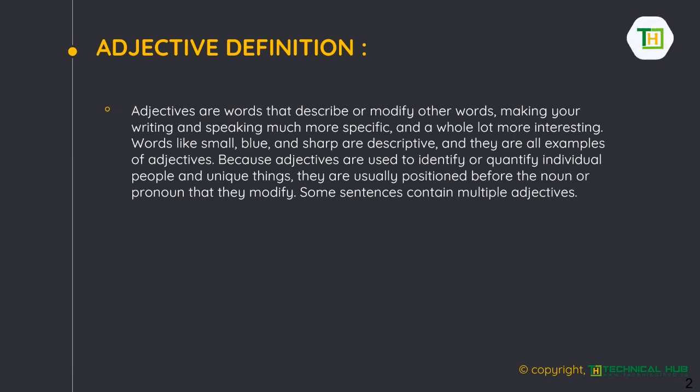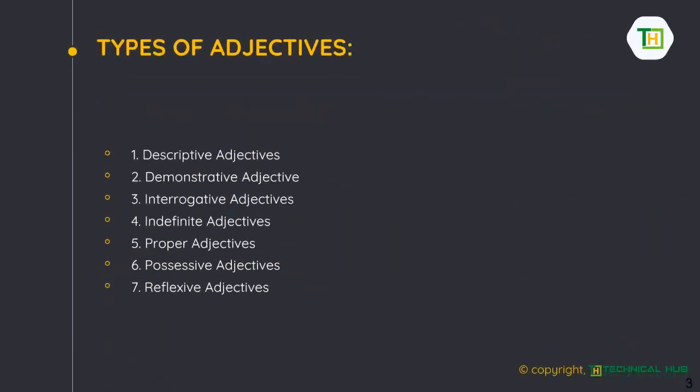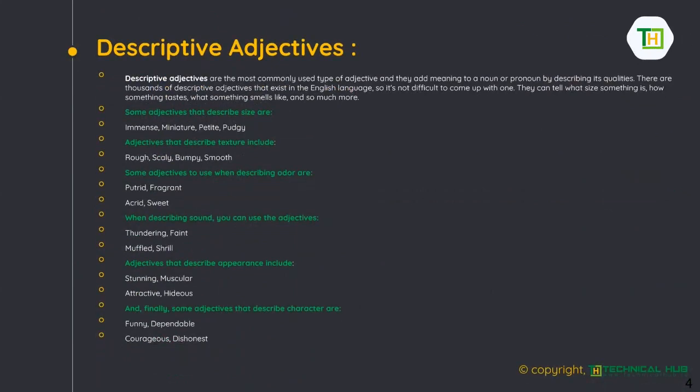So, these adjectives are the words that describe, that give more impact, whether good or bad, positively or negatively. Those are the adjectives. The first type is descriptive adjectives, the second is demonstrative adjectives, the third is interrogative adjectives, the fourth is indefinite adjectives, the fifth is proper adjectives, the sixth is possessive adjectives, and the seventh is reflexive adjectives. The first one comes under descriptive adjectives: how you describe people and how you describe things.